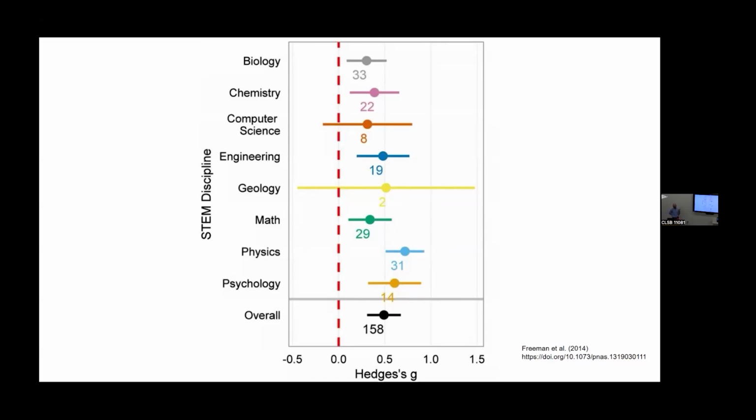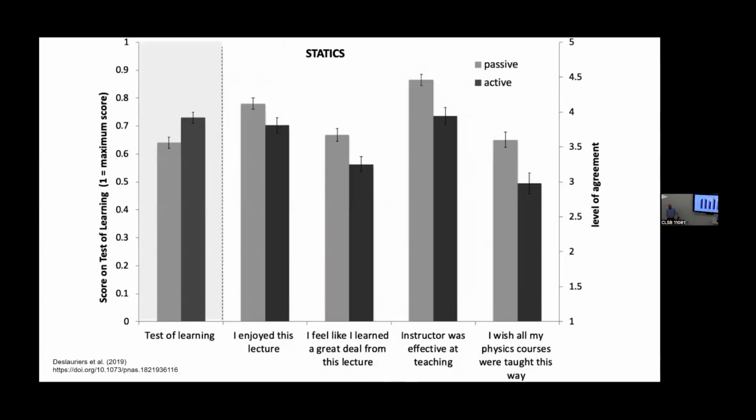Again, this is in STEM. But you can see that it has positive effects. This is Hedges' g, it's also a standardized mean difference. So you can interpret these values along the x-axis in the same way that we've been interpreting the effect sizes this entire time. And you can see that these active learning activities are effective across a variety of disciplines. So there is a caveat about this, which is demonstrated in this image, which is from a 2019 paper.